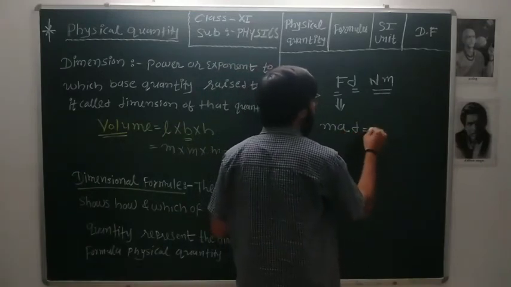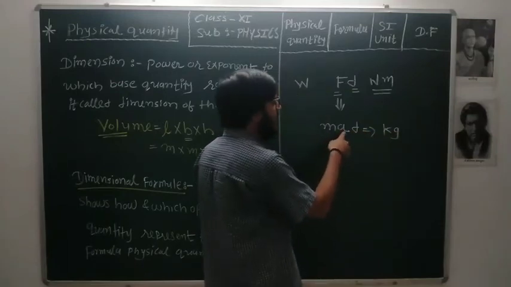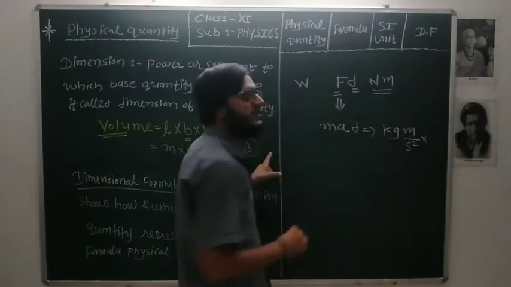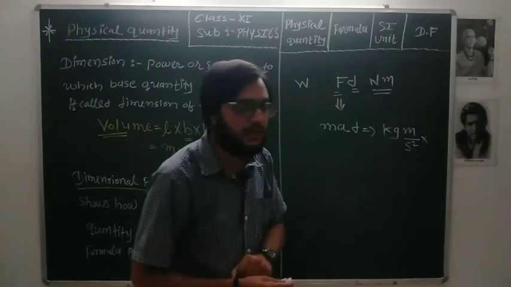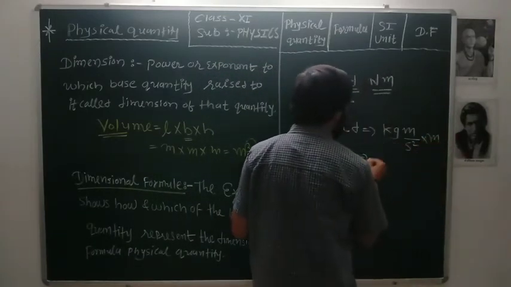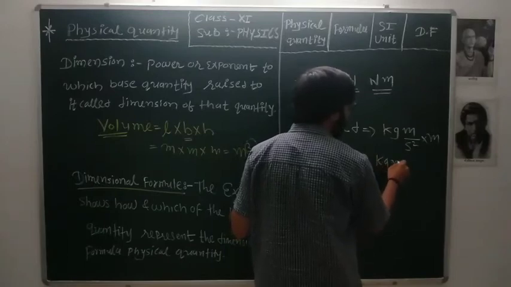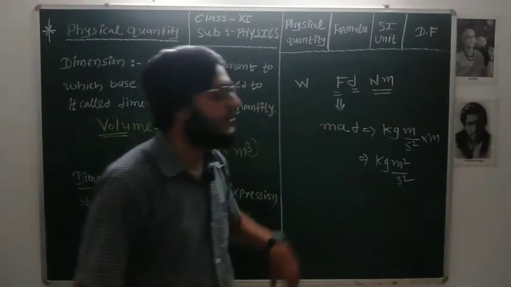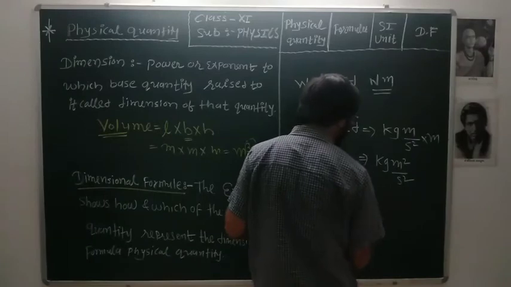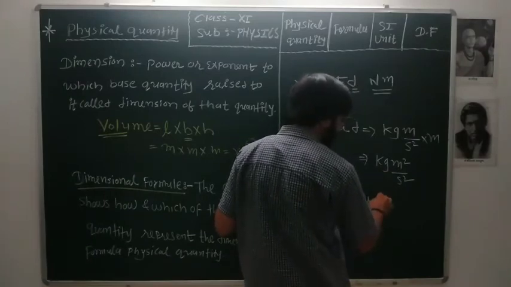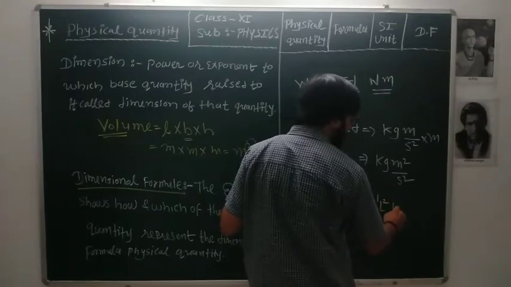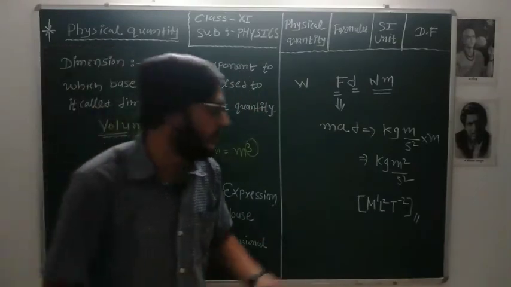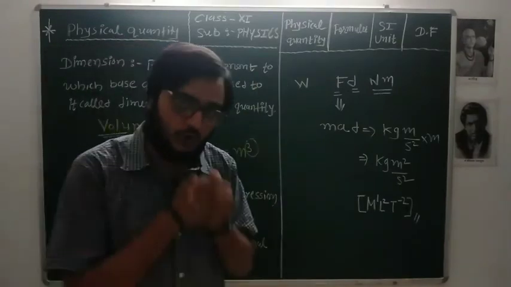So mass is measured in kilogram, acceleration in meter per second square, and displacement in meter. Totally, the SI unit is kilogram meter square per second square. Now we can easily write the dimensional formula of work done: M raised to 1, L raised to 2, T raised to minus 2. That's how we can easily find the dimensional formula of different physical quantities.